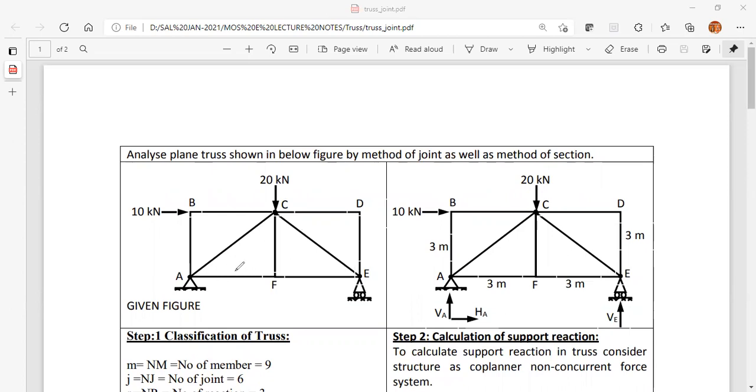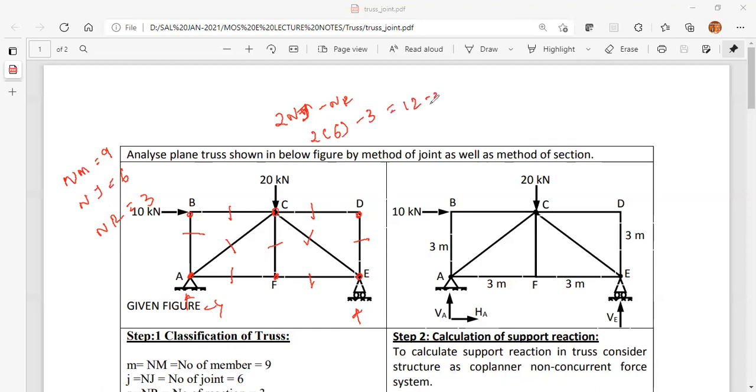First of all, count the number of members. 1, 2, 3, 4, 5, 6, 7, 8, 9. So can I say that the number of members equals 9? Number of joints, let's calculate: 1, 2, 3, 4, 5, 6. Number of reactions: 2 reactions for the hinge and 1 reaction for the roller, so 3. Apply our condition. 2nj minus nr. 2 times the number of joints, 6, minus 3. So 12 minus 3. You will get 9.